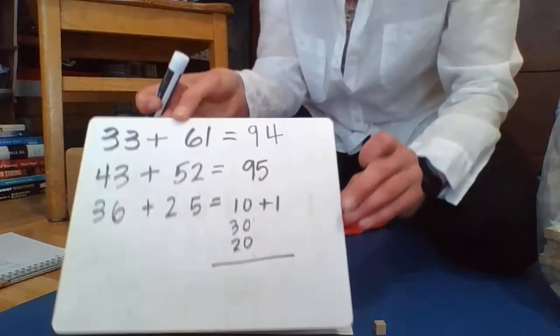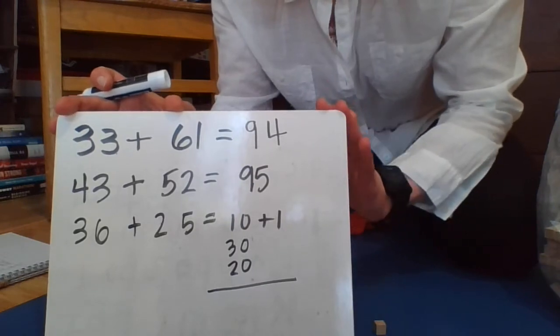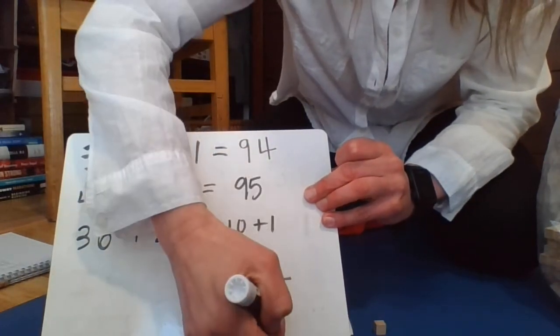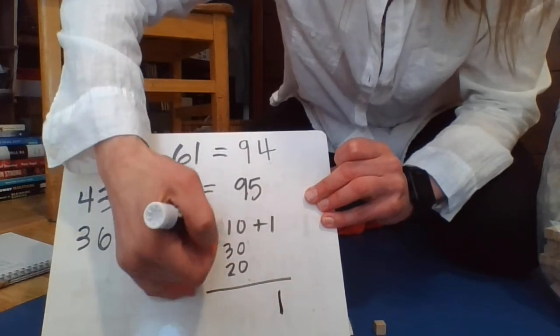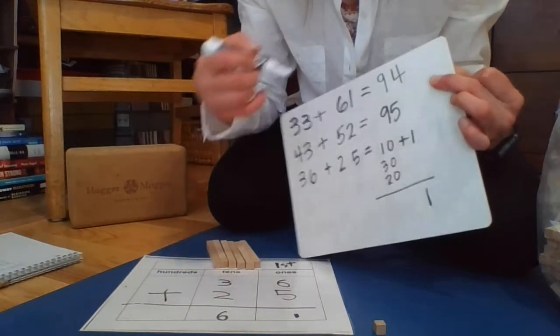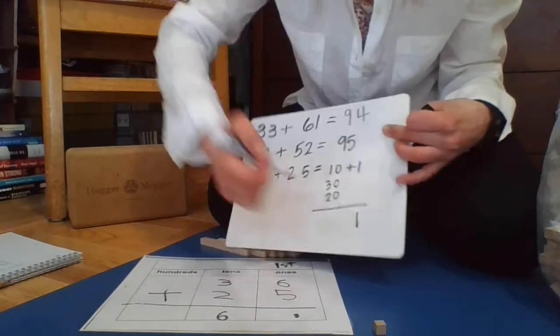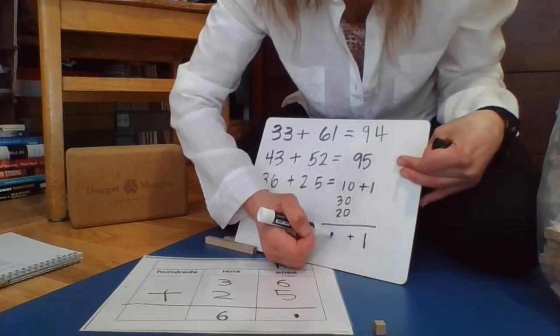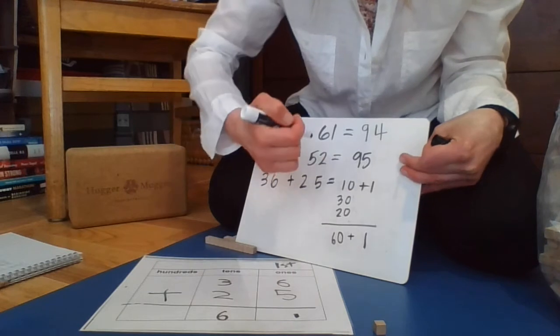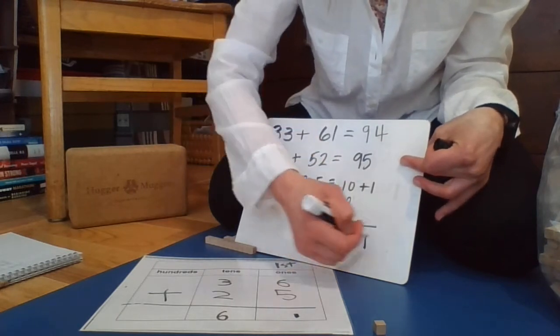And if you want to look at it like this, it's exactly what we did. On the ones, we ended up with just 1. But in the 10s, we ended up with the 20, the 30, plus the 10 from the 11. So we have 60 plus 1 equals 61.